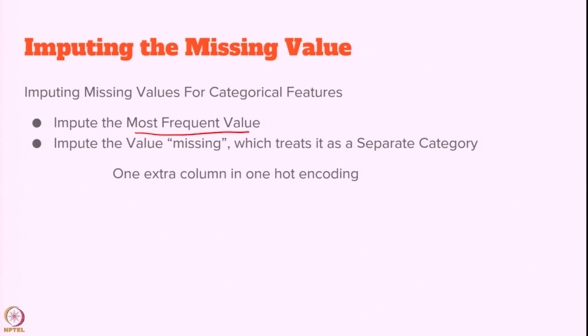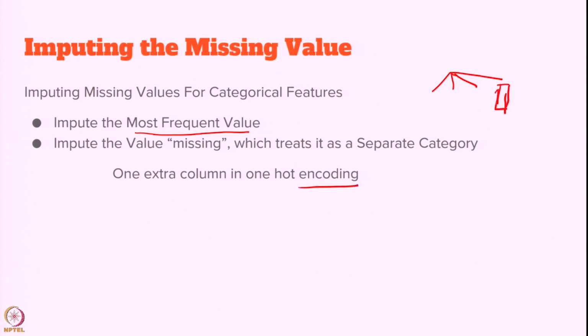This is one way which we already discussed. Say for example, if you have 3 classes in a category and you are filling it, you can use the most frequent value. Apart from this, if the data is huge and you are unable to do that, then we can also create one separate category for these missing values.